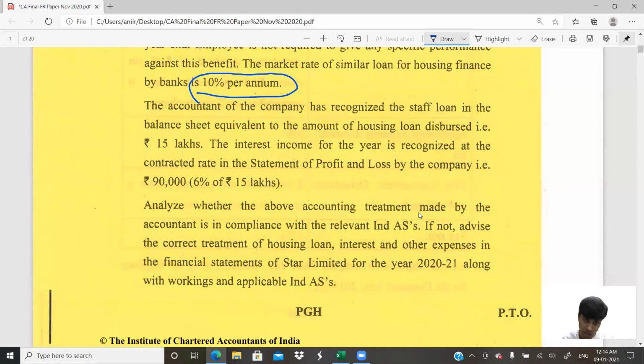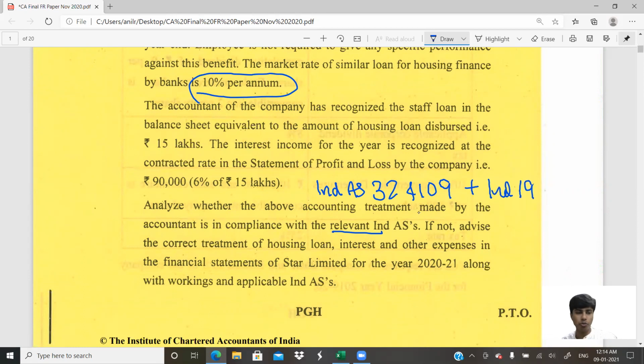Okay, what are they expecting us to do? Analyze whether the above accounting treatment made by the accountant is in compliance with relevant Ind AS. Answer is no, it is not correct. What are the relevant Ind AS here? Ind AS 32 and 109 with respect to financial instruments, and we also have Ind AS 19, that is employee benefits. So Ind AS 19, Ind AS 32, Ind AS 109: 32 and 109 relating to financial instruments and 19 relating to employee benefits. All three are what you should know, but this guy seems to have no clue.